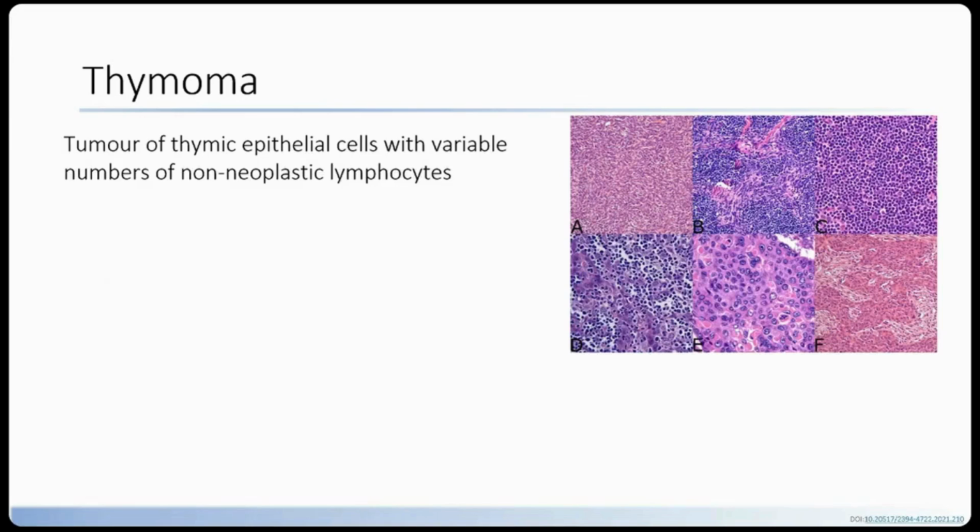So I think we'll just take a couple of minutes to talk about thymomas. Thymomas obviously have a vast variety of morphological appearances, and we'll discuss that a little more, but essentially they have a combination of epithelial cells and lymphocytes. It's important to be aware that in a thymoma, the neoplastic population is the epithelial cells. It's not the lymphocytes. The lymphocytes are the bystanders.